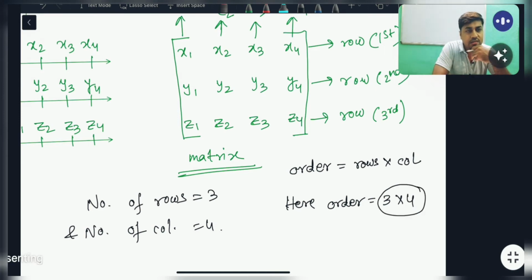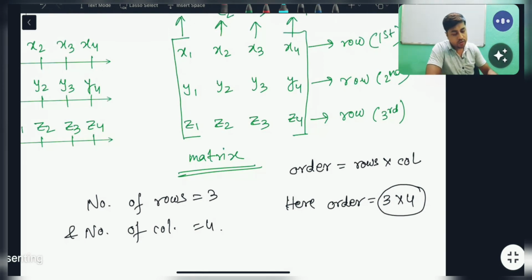Why is the order of the matrix needed? Because when you write 3 into 4, what does 3 into 4 mean? You have to understand that there are 3 rows and 4 columns. 3 into 4, that is the format of writing the order of the matrix. Why is order important? Just to observe how many rows and how many columns are there. So this is the way we write the order, number of rows into number of columns. First row comes, then column comes. So you have to observe how many rows are there and how many columns are there. So the multiplication of it is called the order of the matrices.